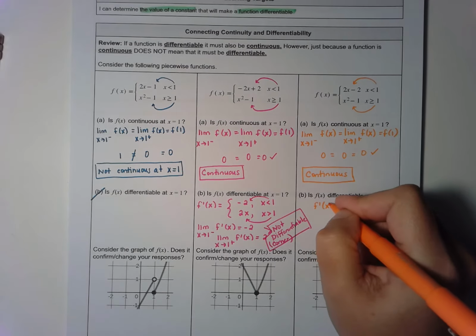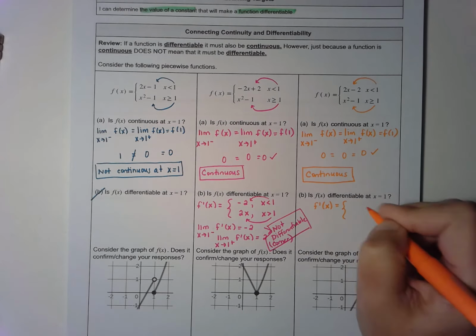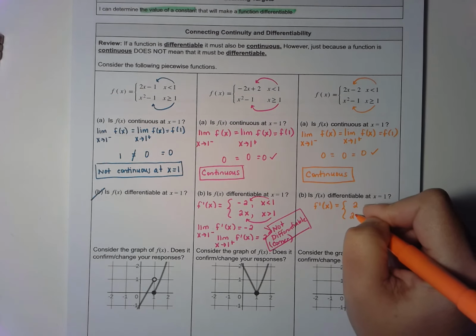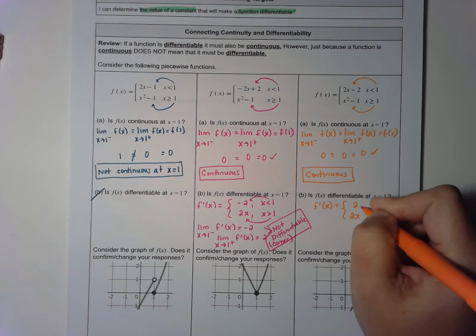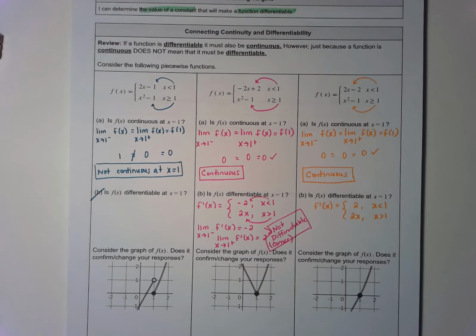So f prime of x would be, I'm going to take the derivative one piece at a time, 2 on the top, 2x on the bottom. I'm going to put the x is less than 1 and the x is greater than 1, but I'm not going to fill in the equal to yet because I'm not sure if it's differentiable there or not.